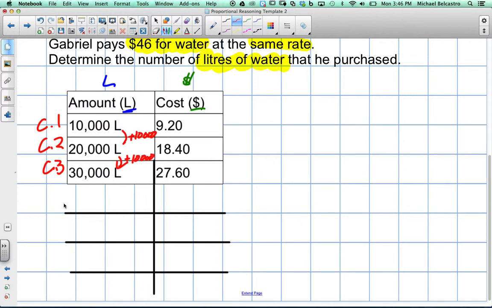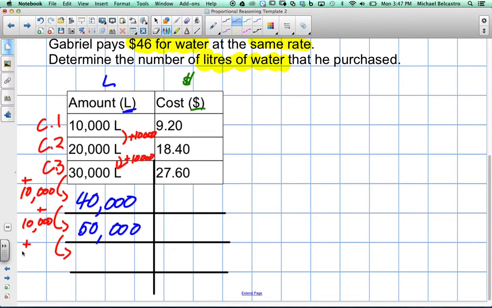So again by another 10,000. I'm going to write it on this side now. So let's increase by another 10,000. So 30,000 plus 10,000 would give us, in liters, 40,000. Okay. We'll continue the table. We again increase by 10,000. That puts us at 50,000. And we increase it one more time by 10,000. That puts us at 60,000.